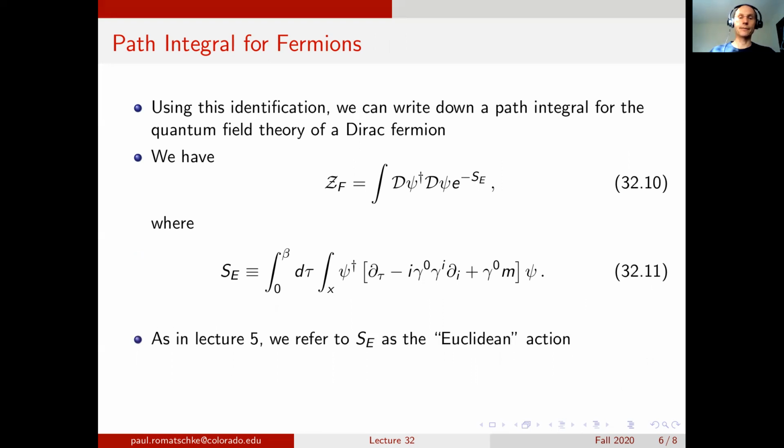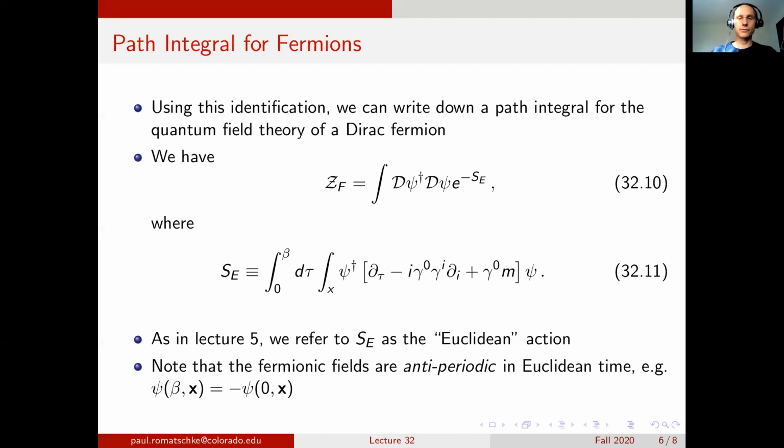As in lecture 5, that is just enabled because we are going to introduce this label tau as the continuous variable that strings together the individual entries i in the path integral formulation. The main difference with respect to the bosonic case is that for the fermionic path integral, the fermionic fields are antiperiodic in Euclidean time. This means that the field evaluated at tau equals beta is equal to minus the field evaluated at tau equals 0.